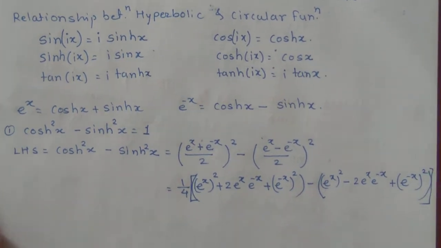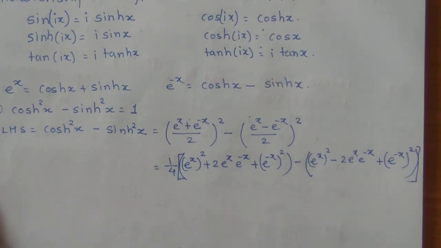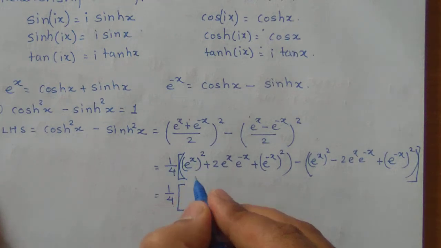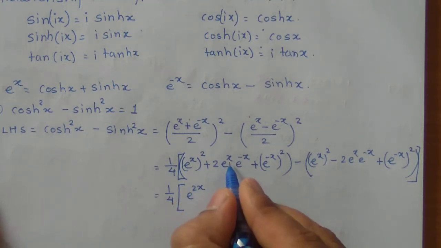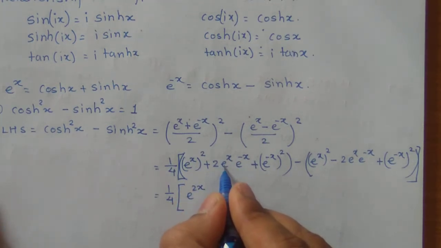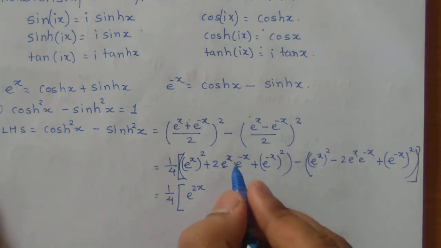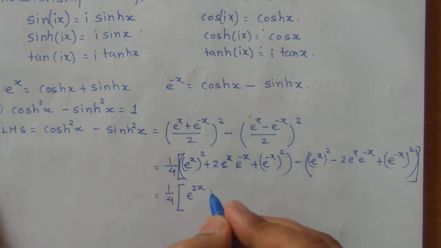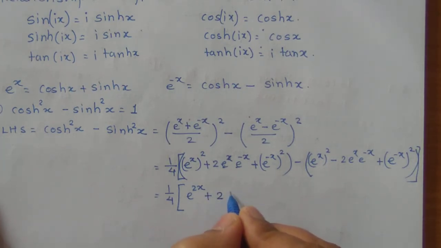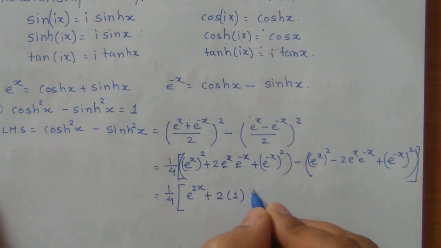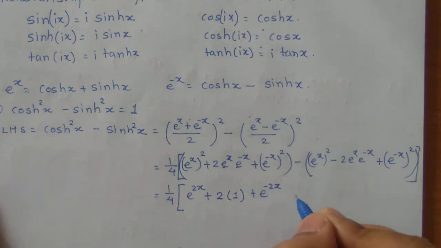Okay. Now simplify the terms. This is 1 by 4 into bracket. This becomes e raised to 2x, e raised to x, e raised to minus x. The base is same, we add the powers. So plus x minus x becomes 0. Therefore, we get e raised to 0. Anything raised to 0 is always 1. So 2 into 1 plus e raised to minus 2x.